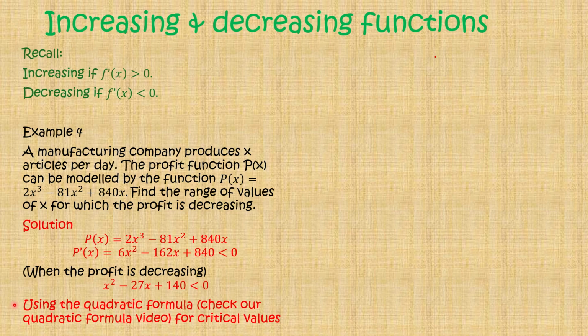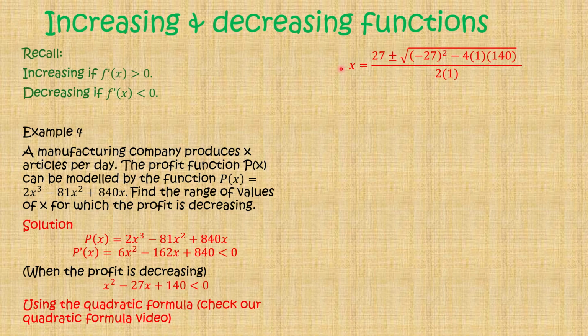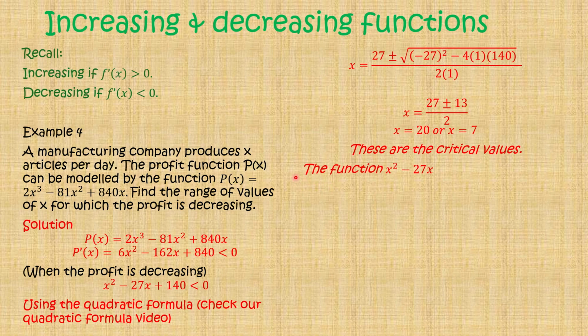And using the quadratic formula in order for us to find the critical values, I encourage you once again to check out our quadratic formula video from the quadratics list. We covered this in great detail. Now, this is our quadratic formula. We substitute for the values and we get that x is equals to 27 plus or minus 13 over 2. And separating the positive from the negative, we are going to get x equal to 20 or x being equal to positive 7. Now with that, these are the critical values.